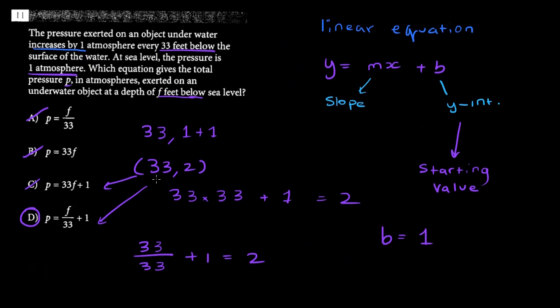Okay, so every 33 feet below the surface of water, there's an increase of 1 atmosphere, right? And that's what's happening. It becomes 1. That's an increase of 1, right? And so our answer is D.